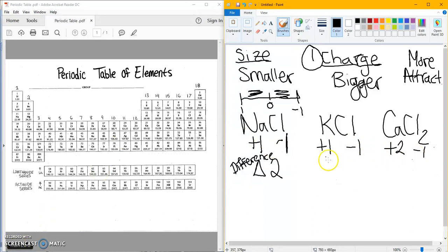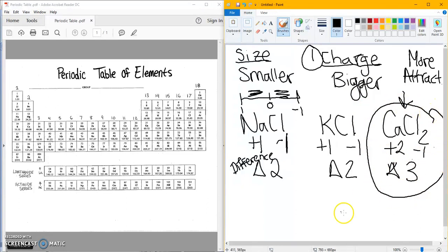All right, so now that I have this, I'm going to add up the absolute values, and that gives me my delta charge. 2 and 1, that's a delta charge of 3. Okay, so from looking at my delta charges, who's going to be the most attractive? If you said calcium chloride, you are correct, because calcium chloride has the bigger difference in charge. So this guy is the most attractive.